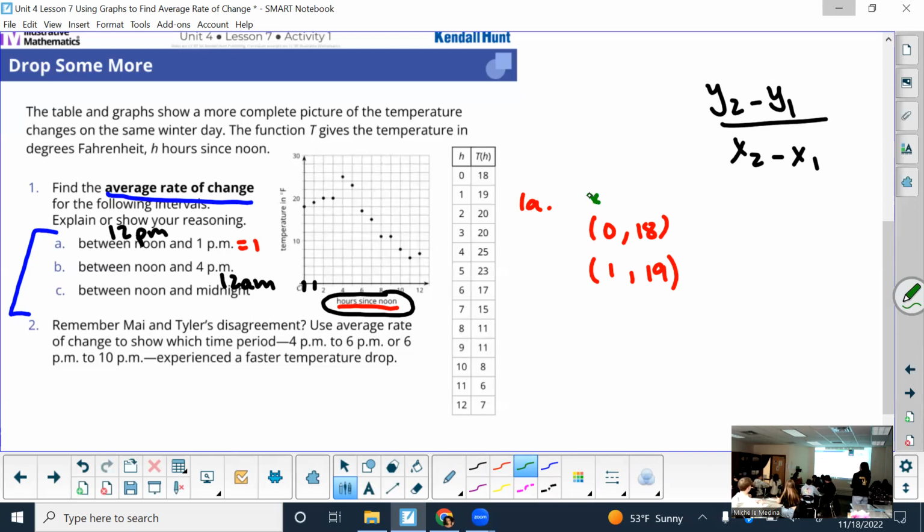Pick one of them to be your X1, Y1, it does not matter which, and the other one to be X2, Y2. So then when you put it together, it looks something like this. 19 minus 18 over 1 minus 0. 19 minus 18 is 1, minus 0 is... Divide that, we get 1.